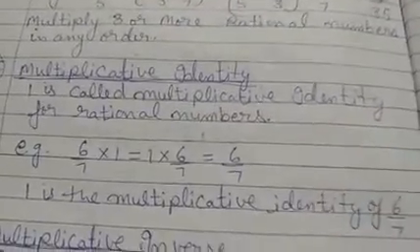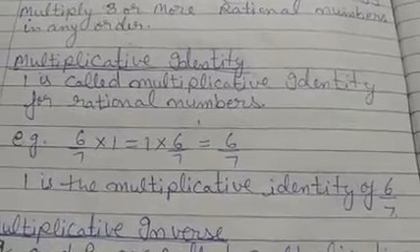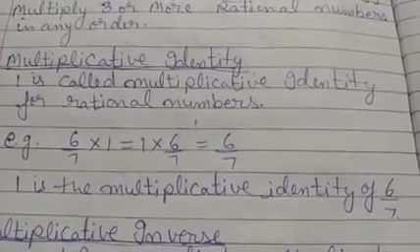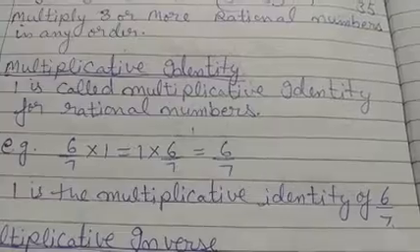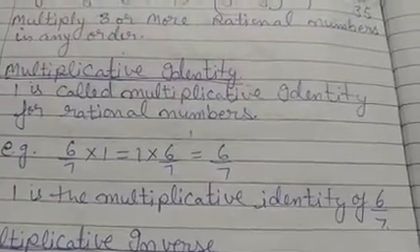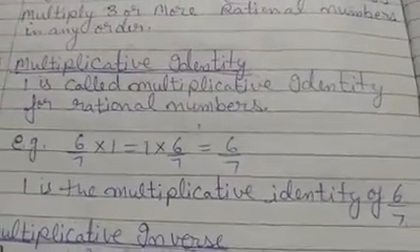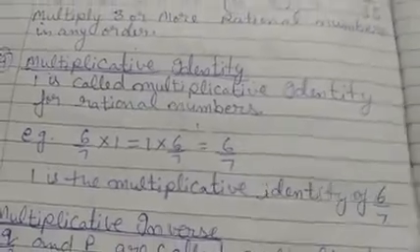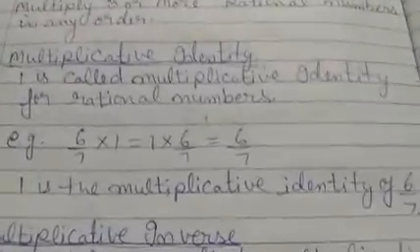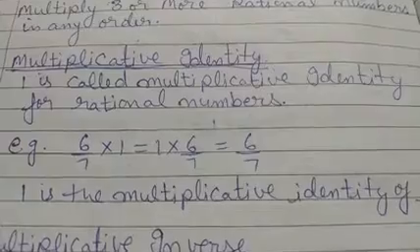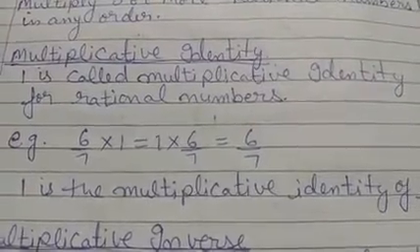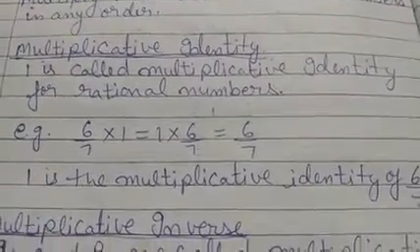Next is multiplicative identity. One is called the multiplicative identity for rational numbers. All rational numbers have multiplicative identity 1. It means when you multiply any rational number by 1, that gives you the same rational number. So 1 is considered the multiplicative identity.